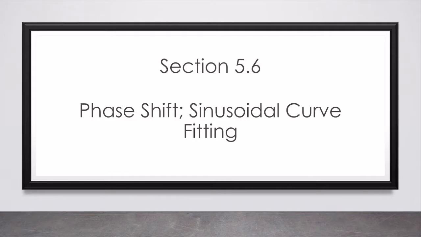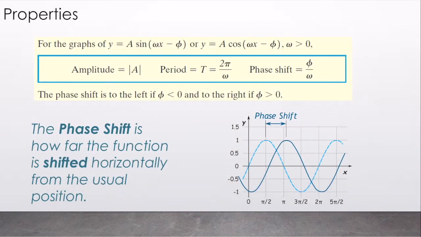Section 5.6 is about phase shift and sinusoidal curve fitting. For this part, you are going to need a graphing calculator. So for the graph y equals a sine of omega x minus phi, or y equals a cosine of omega x minus phi, as long as omega is greater than 0.